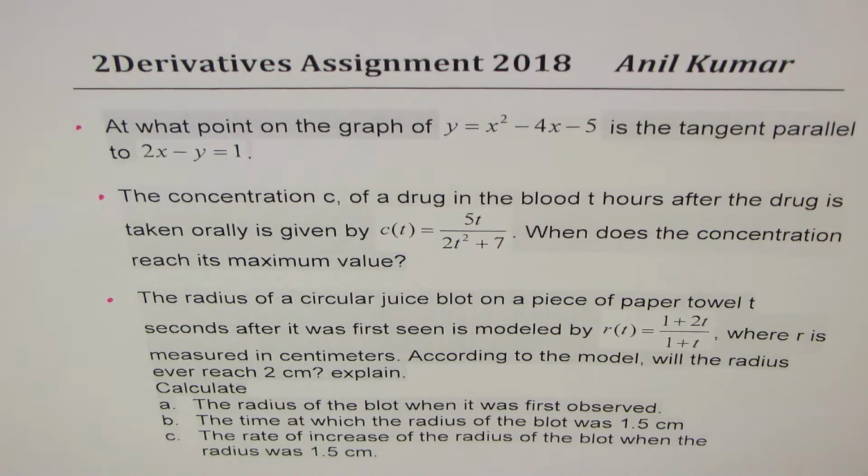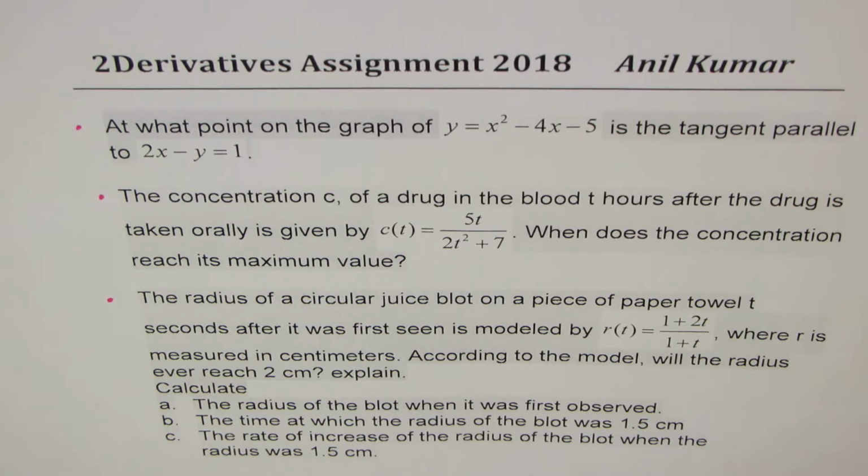The concentration C of a drug in the blood T hours after the drug is taken orally is given by C of T equals 5T divided by 2T squared plus 7. When does the concentration reach its maximum value?